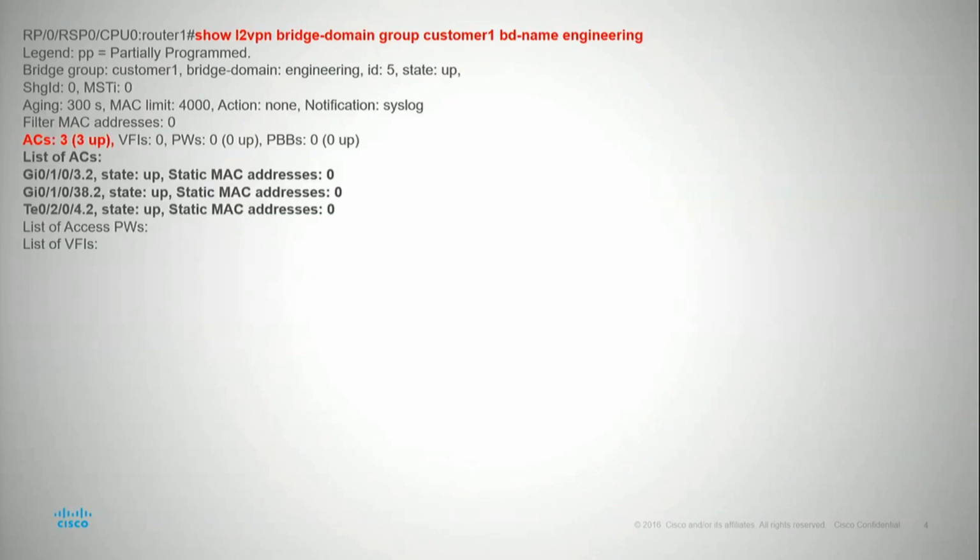So here we will see some basic troubleshooting steps, or some command output for this bridge domain. We can see here show l2vpn bridge-domain group. This is the bridge group, this is the bridge domain name. Here we can see that we have configured 3 attachment circuits and all are showing up. Here we don't have any virtual forwarding instance configured, so it will be 0.